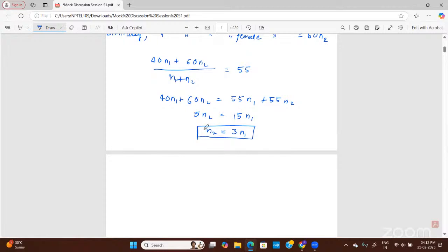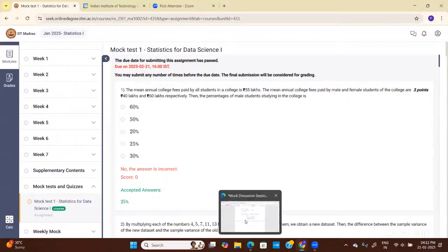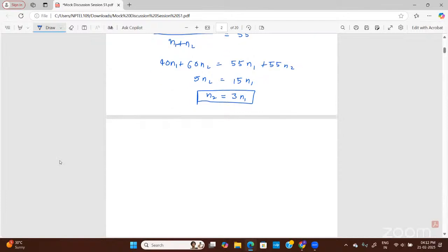Now, in the question, we have to find the percentage of male students studying in the college, right? So how can you find the percentage?